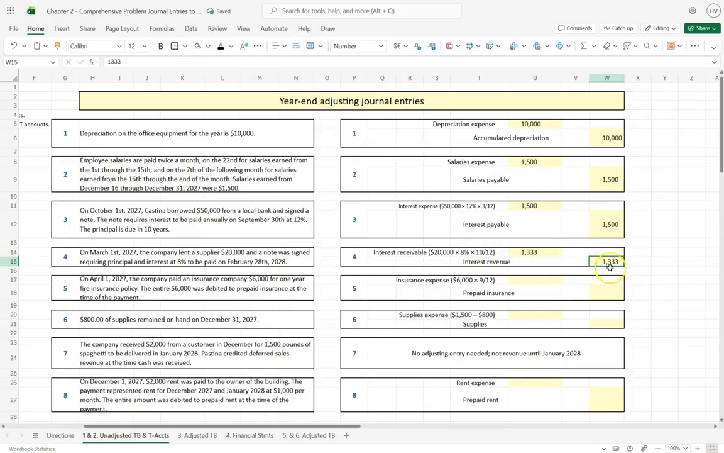Okay, so interest revenue is an income statement account. Be careful with your debits and credits when you're posting it to your T accounts.